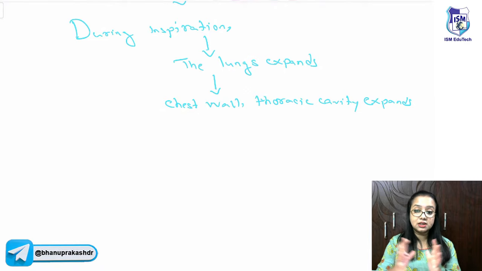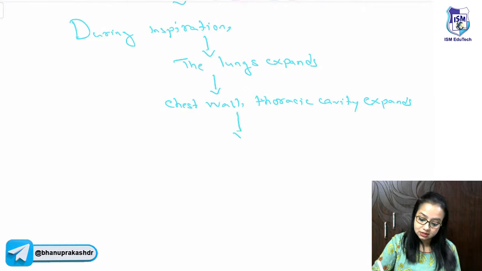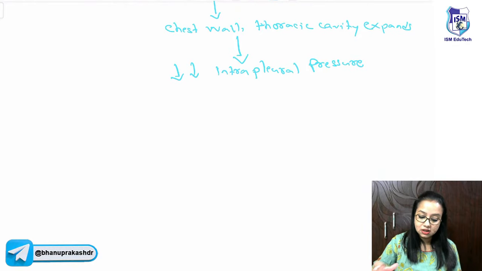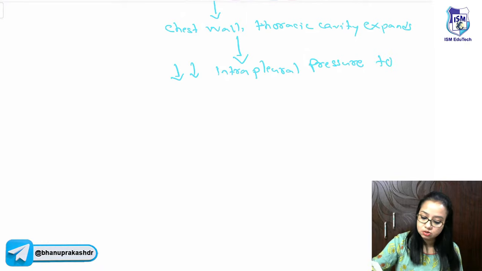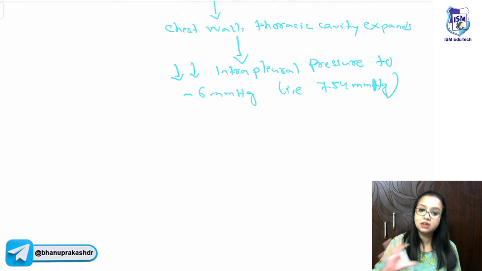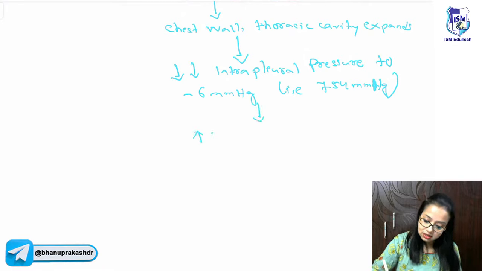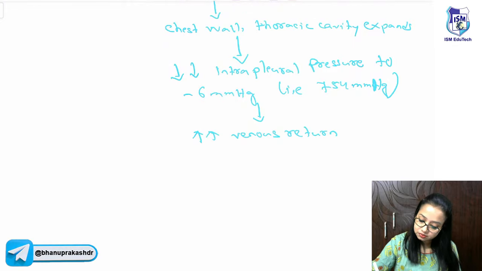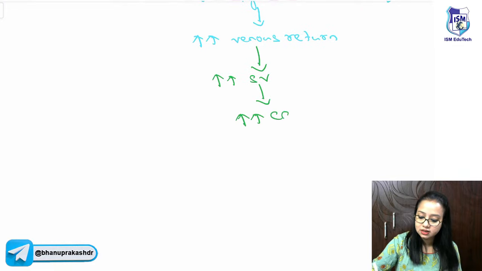And when this increase in the volume in the thorax happens, there is a decrease in the intrapleural pressure. How much was it maintaining? At rest, it was maintaining -2 mmHg. Now, when it is expanding, it decreases to -6 mmHg, that is 754 mmHg. This decrease in the intrapleural pressure gives a push to the blood to go more into the right atrium. So, it increases the venous return. When it increases the venous return, it automatically increases the stroke volume and ultimately the cardiac output is increased.